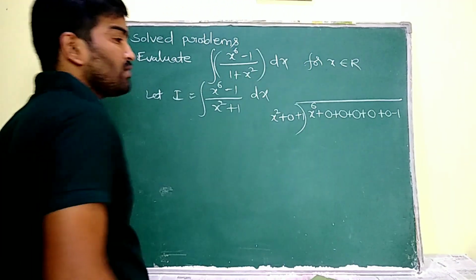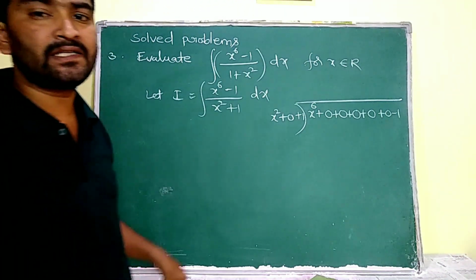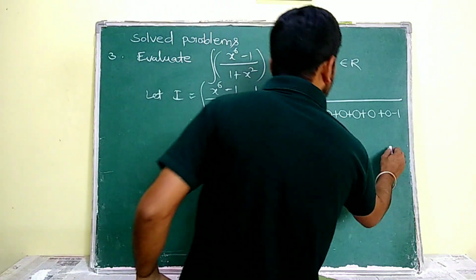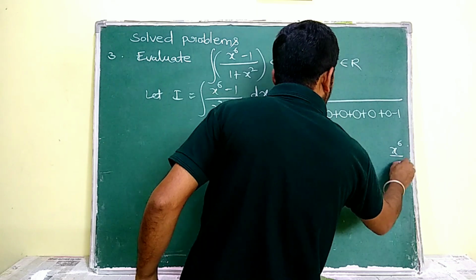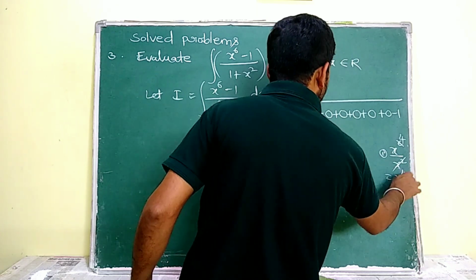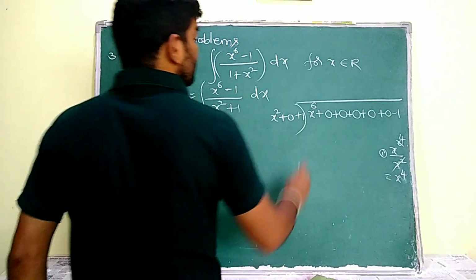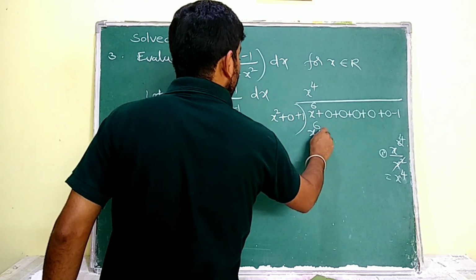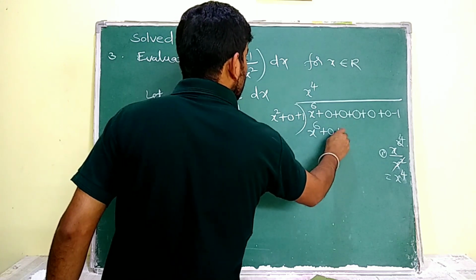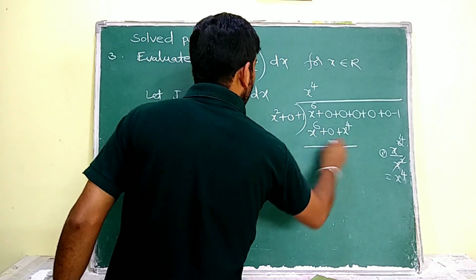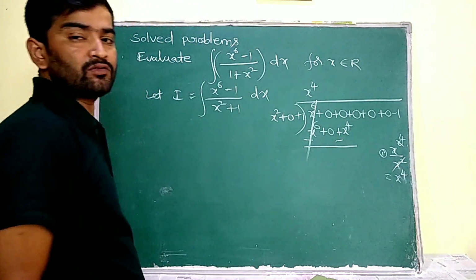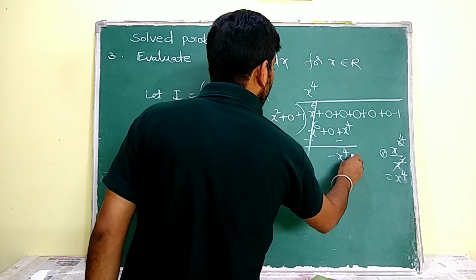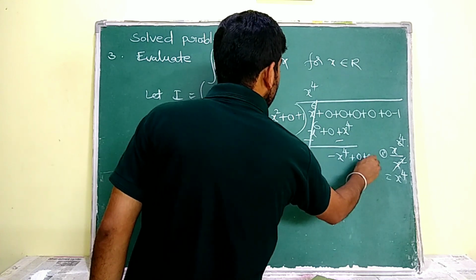Now see, to obtain the first term in the quotient, I am going to divide the first term of the dividend with the first term of the divisor, that means x power of 6 by x square, which is equal to x power of 4. Now x power of 4 times the divisor gives x power of 6 plus 0 plus x power of 4. While dividing we have to subtract the values, so here x power of 4 minus x power of 4 plus 0 plus 0. Understand?